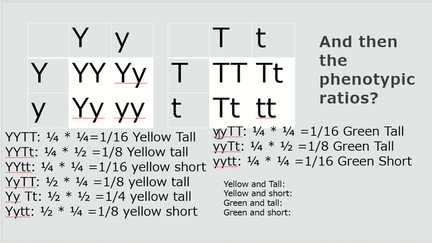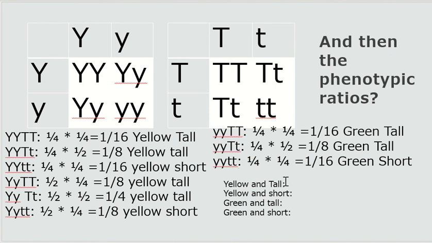This one is homozygous recessive for seed pod color. It's going to be green, but it has the dominant trait for height, green and tall. This one is homozygous recessive for seed pod color and heterozygous for plant height. It will also be green and tall. And this one is going to be green and short because it has all recessives, and so it's going to have both of the recessive traits.